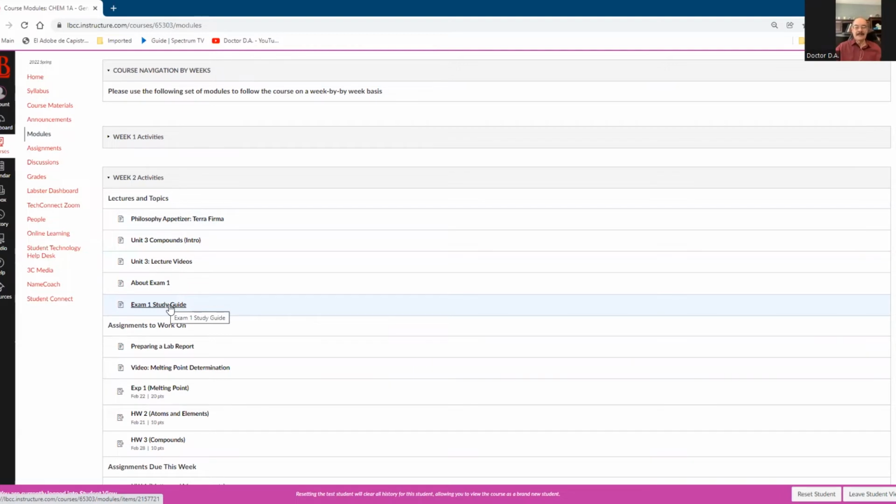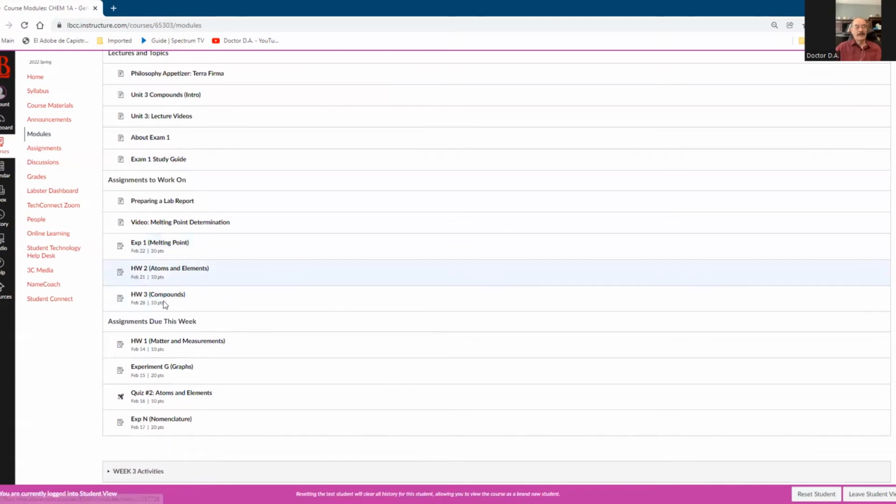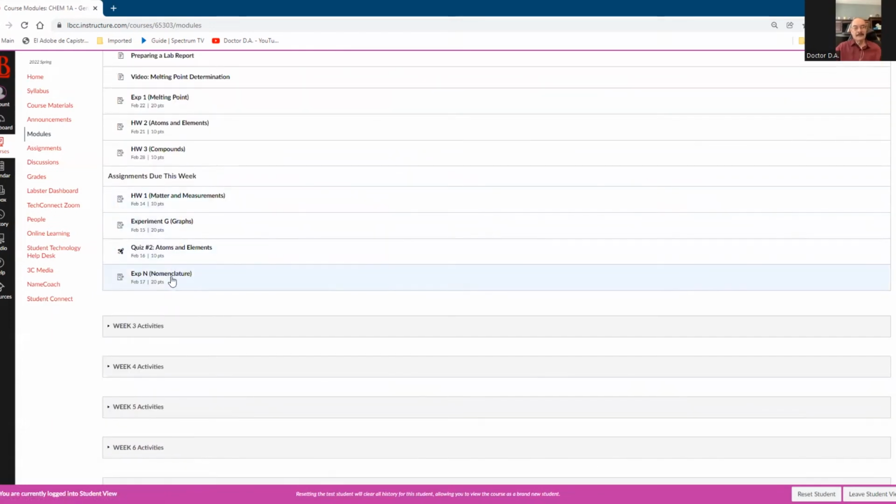The exam study guide is not a template. In other words, it's not a practice exam. It doesn't mean that the questions you're going to get on the exam are exactly what it says there. It just tells you what to focus on. And then we're going to have our first actual hands-on experiment. And that's what we work on. And again, I recommend you keep on working on your assignments. Now, some of them are due and they'll be listed here as assignments that are due.